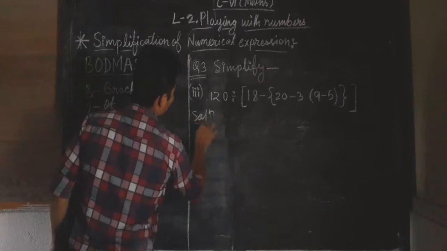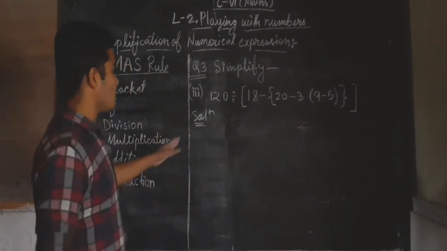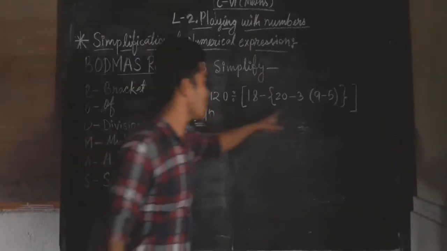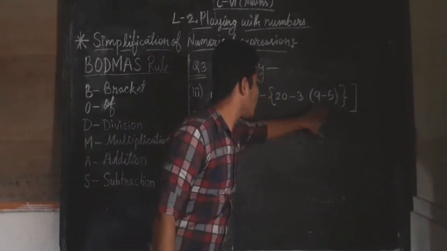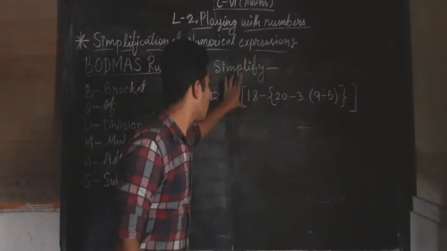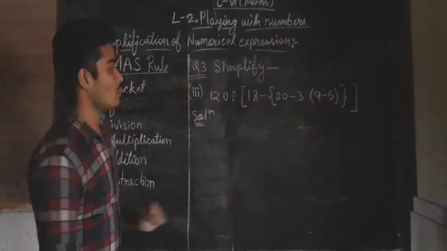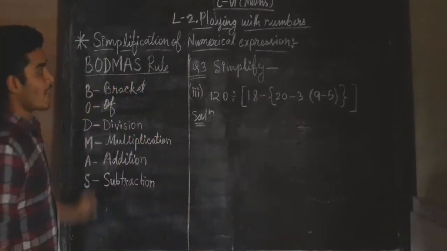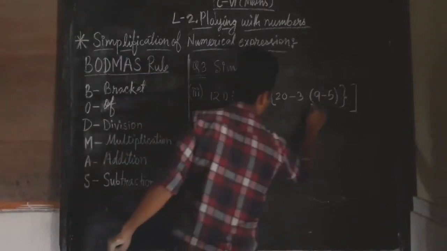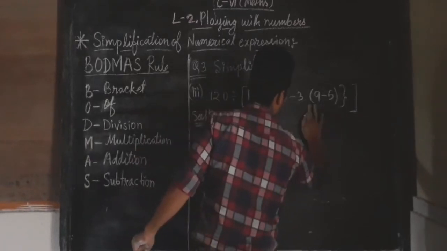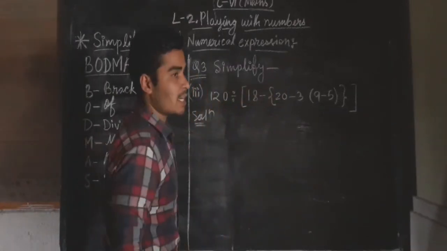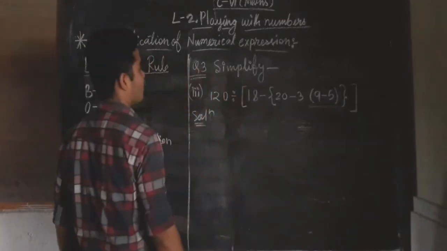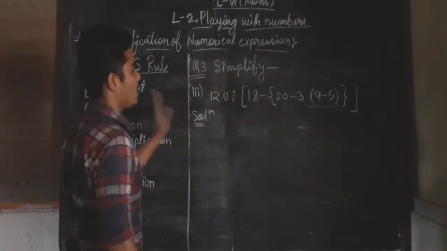So, solution. You can see we have all three brackets in this numerical expression. Here it is a small bracket, after that it is the second bracket, and then this is the third bracket, which is also called square brackets. According to the rule, we have to open the small bracket first. Always in a numerical expression, if so many brackets are there, you have to go for the small bracket first, and other things you can let be like that.